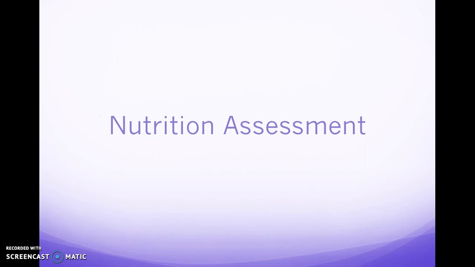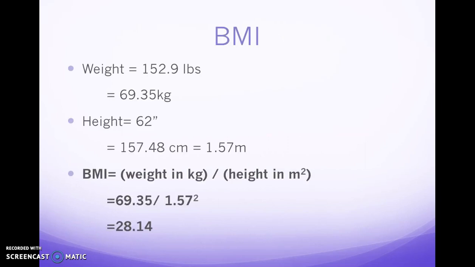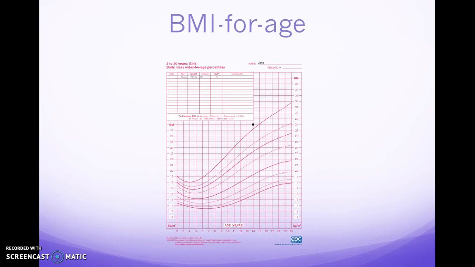So, Jane's nutrition assessment. BMI was calculated based on the following formula: weight in kilograms divided by height in meters squared, and based on this calculation, Jane's BMI is 28. Normal or healthy weight status is based on a BMI between the 5th and 85th percentile on the CDC growth chart. When Jane's BMI is plotted, her BMI for age is at the 96th percentile for girls aged 14 years. Seeing as her BMI for age is greater than the 95th percentile, she is classified as having obesity.